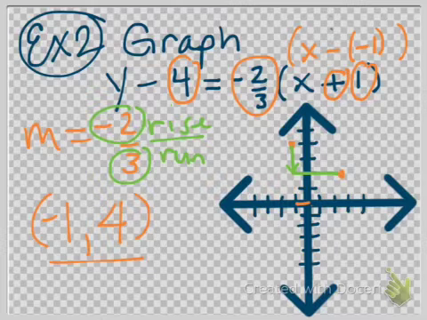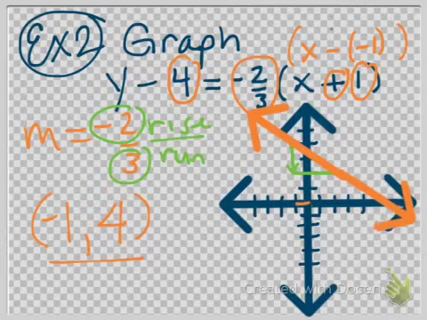So our line looks something like this. We're going to run right here through these 2 points, draw it off of both sides of the graph, and we've graphed our line.